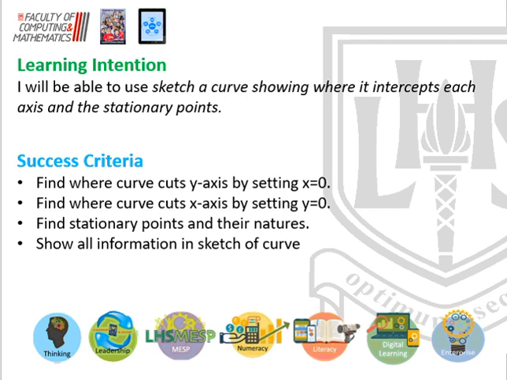Okay, so just revisiting the success criteria. Being able to find where the curve cuts the y-axis by setting x equal to 0, finding your y-intercept. Being able to find your roots, or where it cuts the x-axis by setting y equal to 0, finding the stationary points and natures. And then the last bit, which will take a bit of practice, is being able to show all that information in a sketch of a curve.